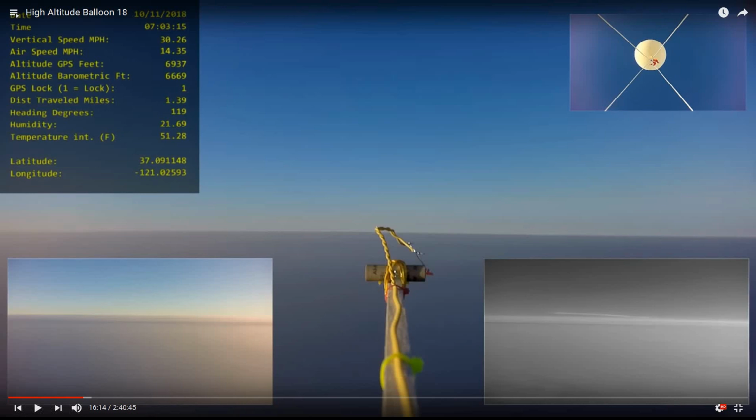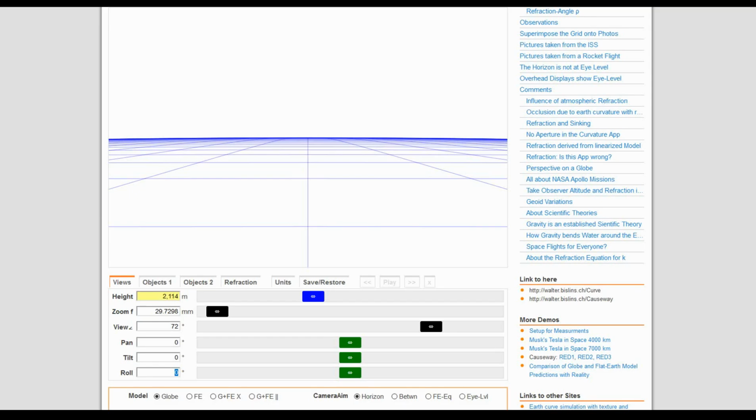But what we can do is we can use Walter Bisland's excellent and very useful curve calculator tool. What this does is it models the amount of curve that we would expect to see using a mathematical model if the Earth is as science says it is, with the radius that is stated and the curvature that it should have. So we've plugged in the height in meters in this case, and I've also plugged in the width, the field of view, which is 72 degrees for the camera that's in use. And according to the model, this is the amount of curvature we should see at that altitude.